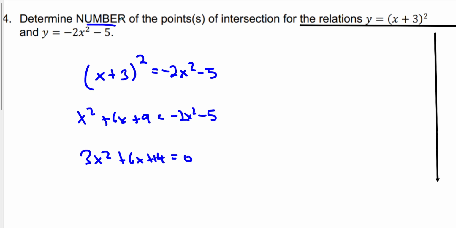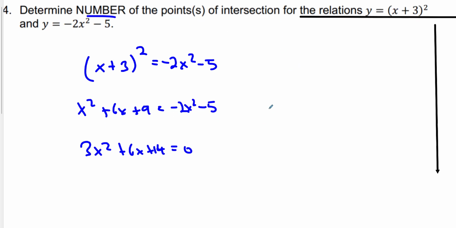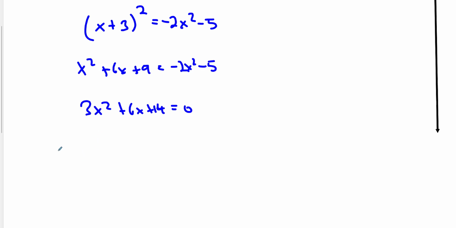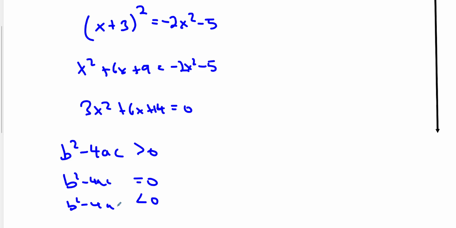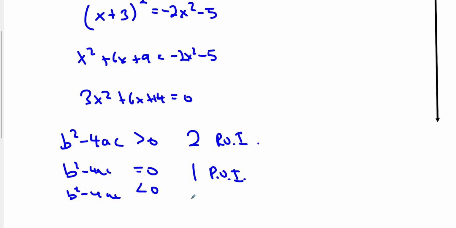Since they're asking for the number of points of intersections and not actually solving for the point of intersection, you can just use b squared minus 4ac. If this is greater than 0, equal to 0, or less than 0, it tells us how many points of intersections there are going to be. You know that, right? All right. So there's going to be 2 POIs if it's greater than 0, 1 point of intersection if it's equal to 0, and 0 points of intersection if b squared minus 4ac is less than 0.